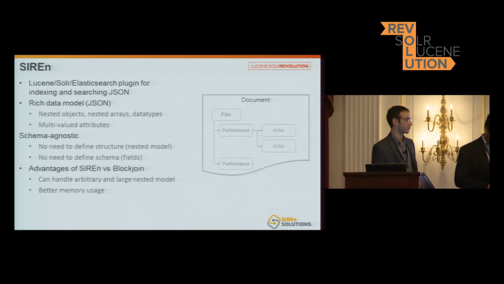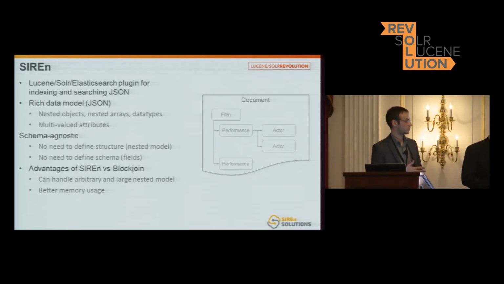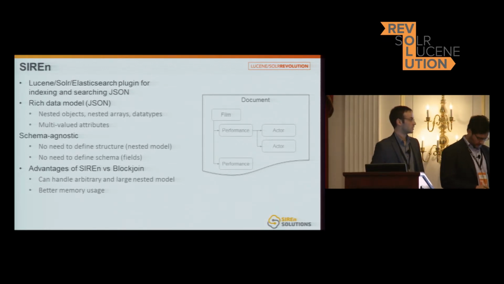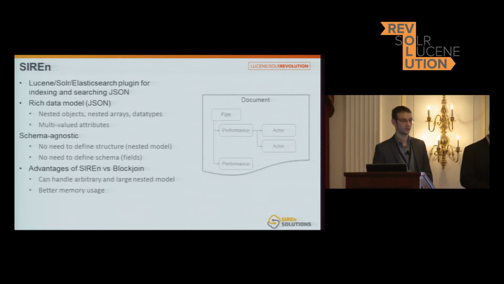So we developed SIREn, which in a sense is very similar to block join, but at a lower level is quite different. It's similar in that it is an index-time join, an index-time model approach. It is implemented as a Lucidworks Solr and Elasticsearch plugin, and you can see it as a plugin to index arbitrary JSON documents. It supports nested objects, nested arrays, data types, and proper support of multi-valued textual attributes to avoid false positives. It's completely schema agnostic, so you can just push arbitrary JSON. It will take care of indexing it for you, and you can query it right away.